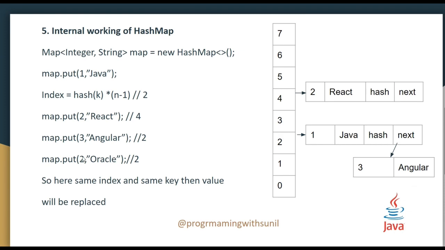When you're trying to insert the fourth element with the same key but a different value, if it calculates the same index, same index 2, then the value Java will be replaced with Oracle. That is how HashMap internally works.